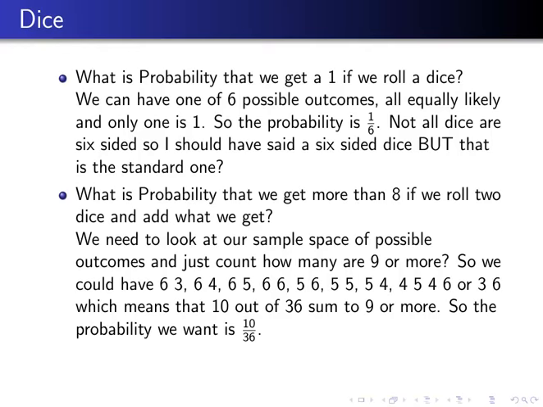So that means that there are 10 ways that we could get 9 or more, and there are 36 possible things that might have happened. So the probability we want, the probability of the 2 dice adding to 9 or more, is 10 divided by 36.